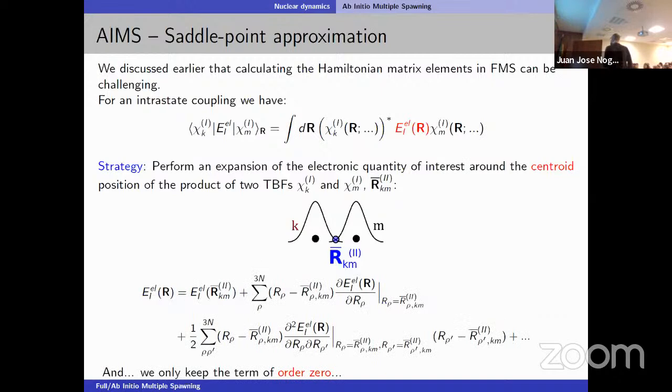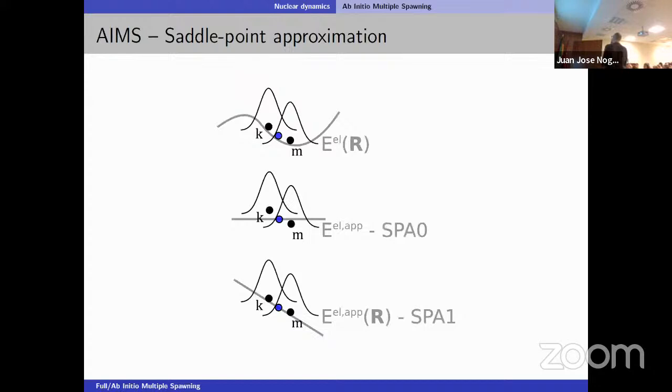So if you want a drawing of that, I hope it's helpful. This would be the true picture, where you have the electronic energy here in gray, that changes like that. I have my two Gaussians, and my centroid position here in between. So if you do the saddle point approximation of order zero, it's like saying that this curve can be approximated by a constant electronic energy over the spread of these two Gaussians. If I were to add the first order term that depends on the gradients, then I would have a linear approximation for my potential energy surface, but I would need to calculate the gradient. So in ab initio multiple spawning, we use a zero order approximation for this matrix element.